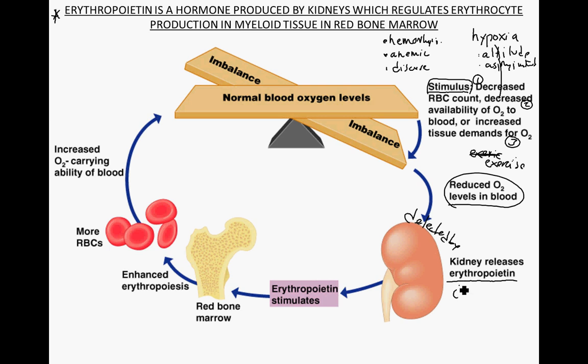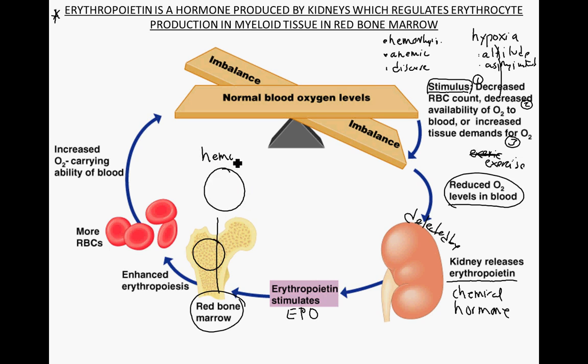Erythropoietin is a chemical. It's a signal. Specifically, it's a hormone. And that hormone, erythropoietin, is also known as EPO. So EPO, or erythropoietin, is going to stimulate the red bone marrow. Well, specifically, which cells of the red bone marrow is it going to stimulate? Well, the ones that are in this cancellous bone right here, which should actually be a flat bone. But the specific cells, of course, are the hemocytoblasts.